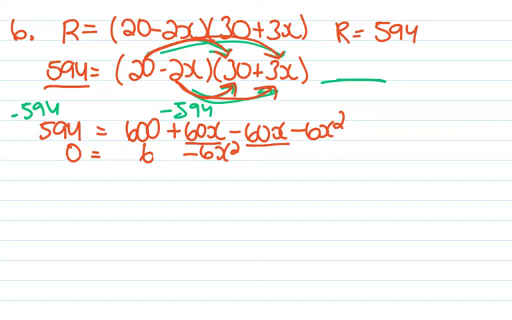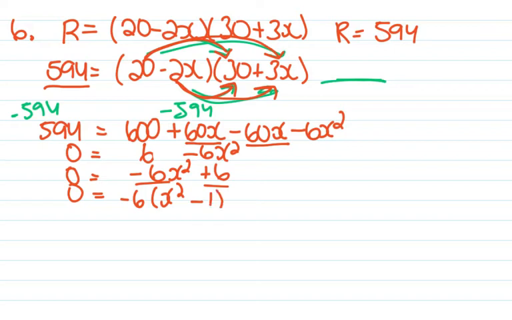So first I'm going to rearrange it so that it's in standard form. So negative 6x squared plus 6. There's no middle term because it was 0 here. And the first thing I do in factoring is I look for a greatest common factor. So is there a number I could divide from both of these terms? Well, yes, I could take a negative 6 out. So negative 6 times (x squared minus 1).